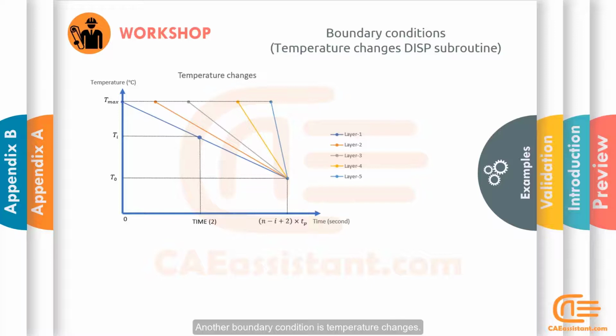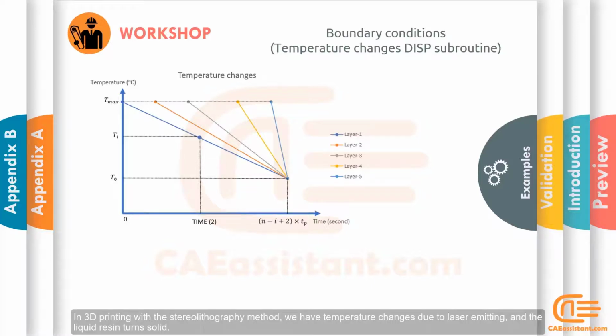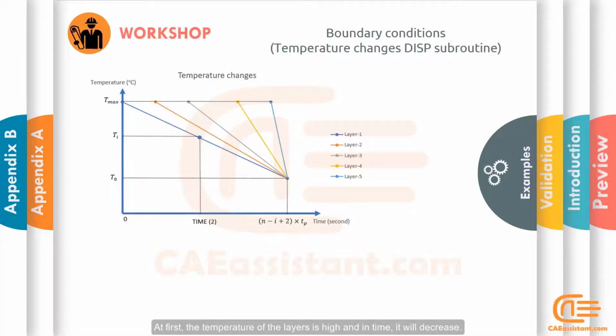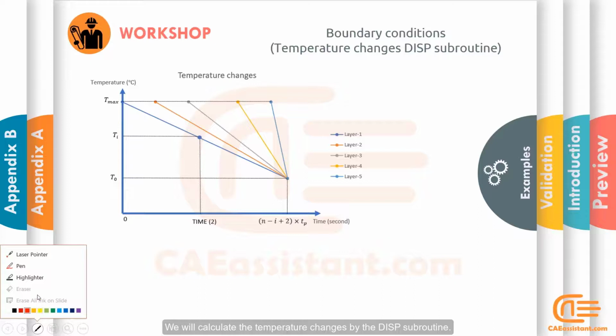Another boundary condition is temperature changes. In 3D printing with the stereolithography method, we have temperature changes due to laser emitting and the liquid resin turns solid. At first, the temperature of the layers is high and in time it will decrease. We will calculate the temperature changes by the DISP subroutine.